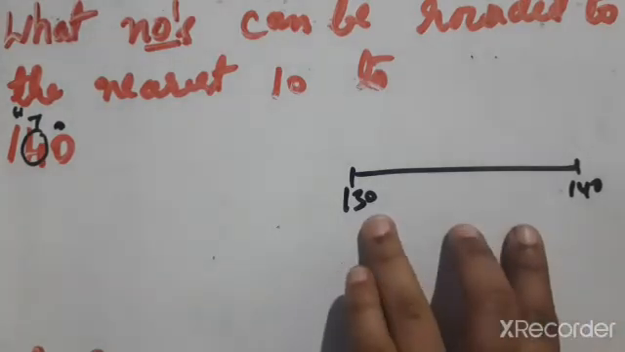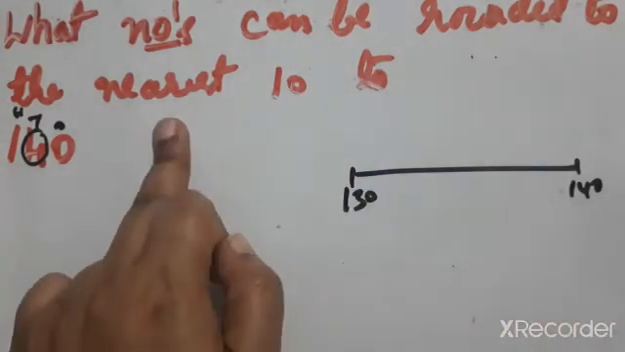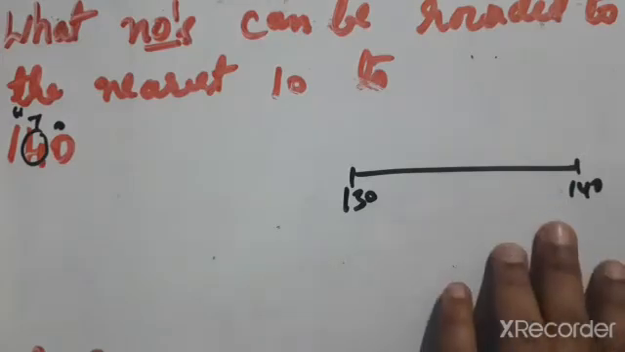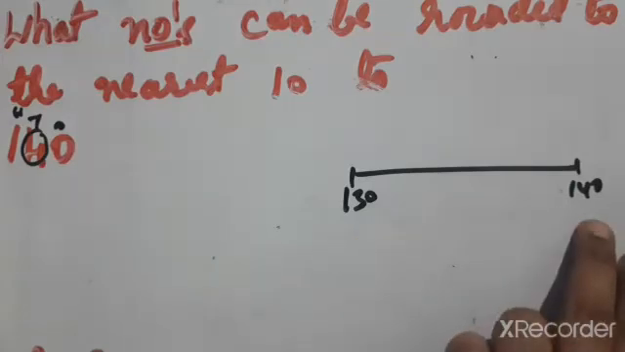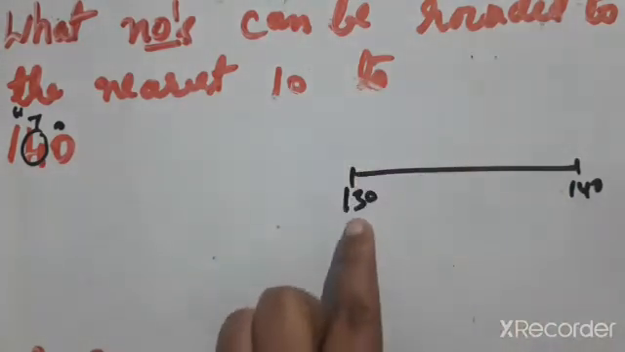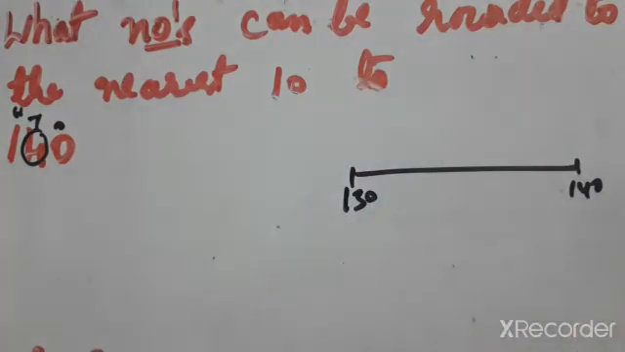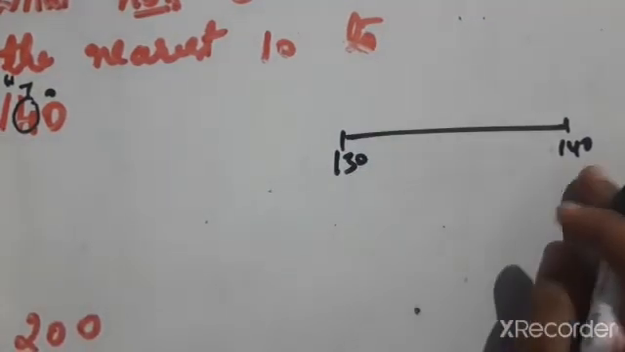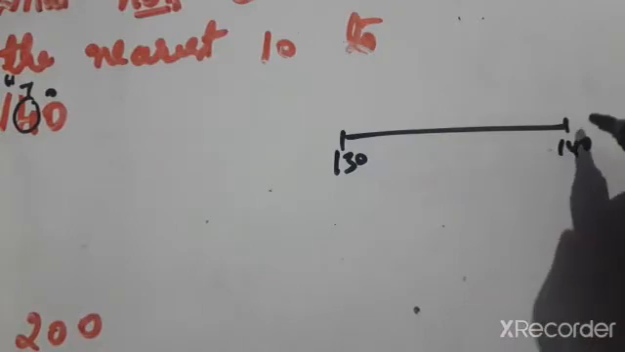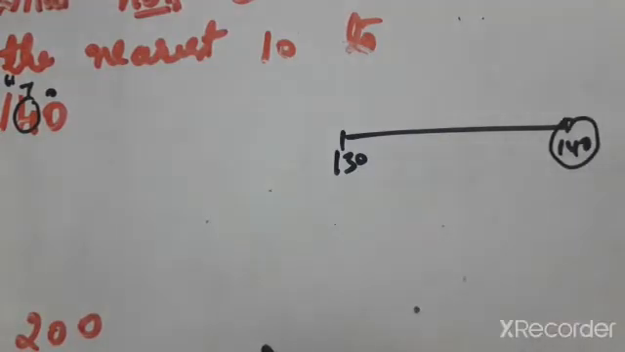The gap is 10. Only 10. If we are rounding the 100 place, then there should be 100. 130 plus 10 is 140. If the 100 place we are rounding, then 130 plus 100 we have to add. So numbers between 130 to 140. What numbers can be rounded to 140?